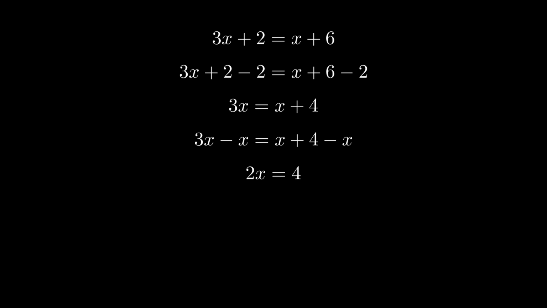Step 3. Solve for x. 2x divided by 2 is equal to 4 divided by 2. Simplify to get x equals 2. So, when x equals 2, both expressions equal 8.